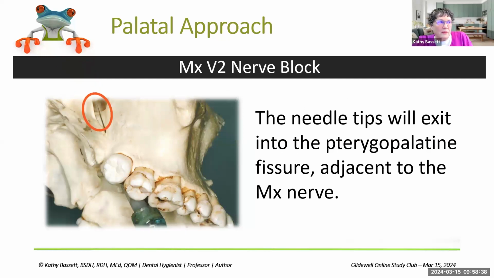So by entering through the greater palatine foramen, we travel a relatively short distance and the needle tip will emerge in the fissure. And when we make our deposition there, again, we get it before all the other nerve branches have come off that main trunk.